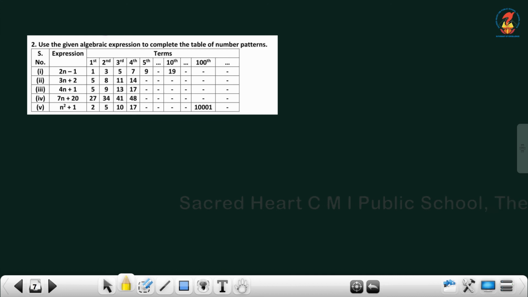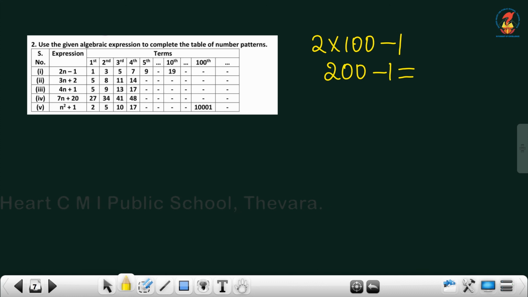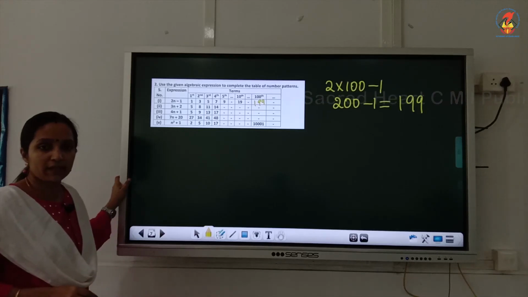Now what is the formula? 2n minus 1. That means 2 into 100 minus 1. What is the answer? 200 minus 1 is 199. Okay, children, now we have to find the fifth term. What is the formula here? 3n plus 1. Just write the expression, and instead of n, put the value of the term you have to find and find the answer.